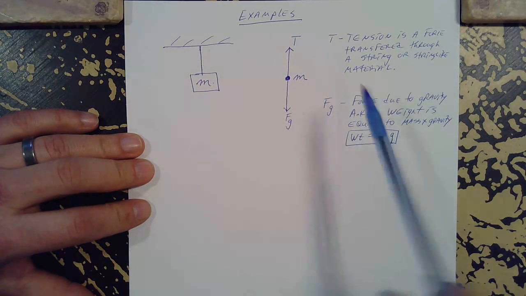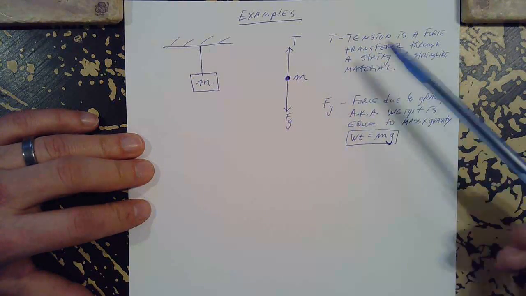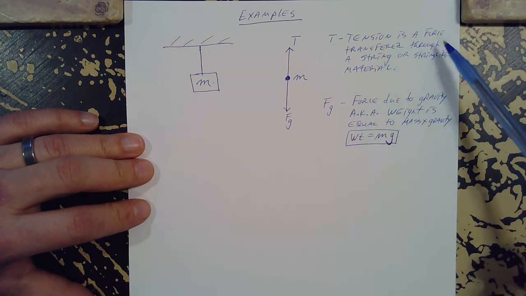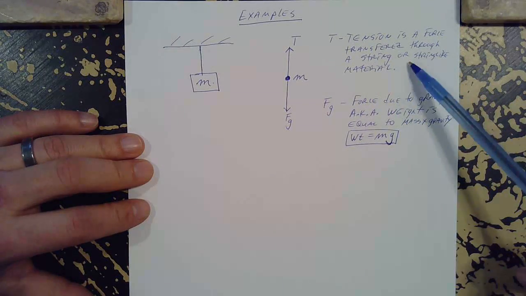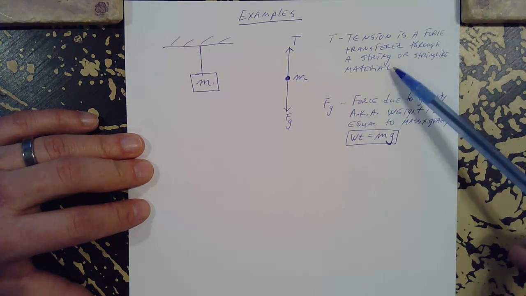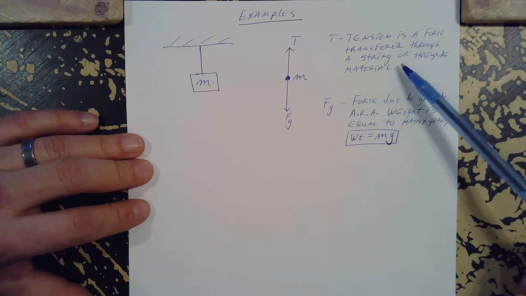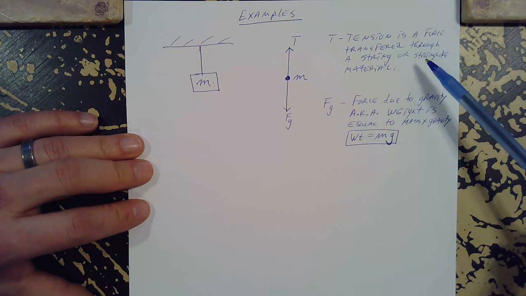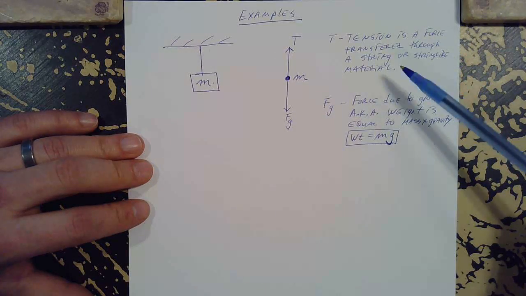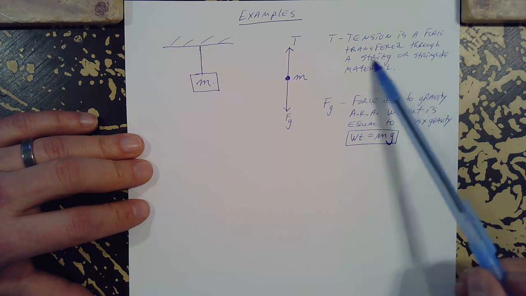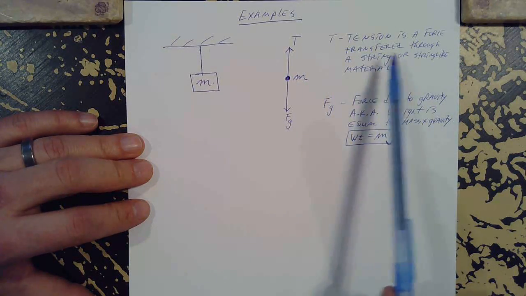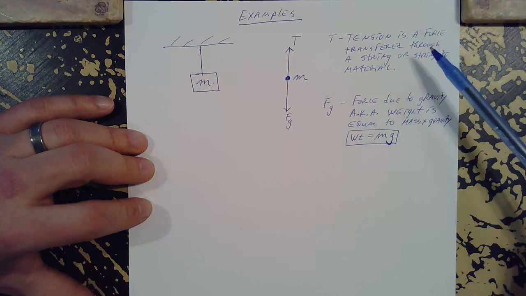Just to talk about tension and the force due to gravity a little bit more, T in this case stands for tension. This is a force that's transferred through a string or some type of string-like material. Some other examples that you should be aware of, the tendons that connect your muscles to your bones and joints, those would be situations where you could have tension identified as a force being transferred through something like a string or a cable.